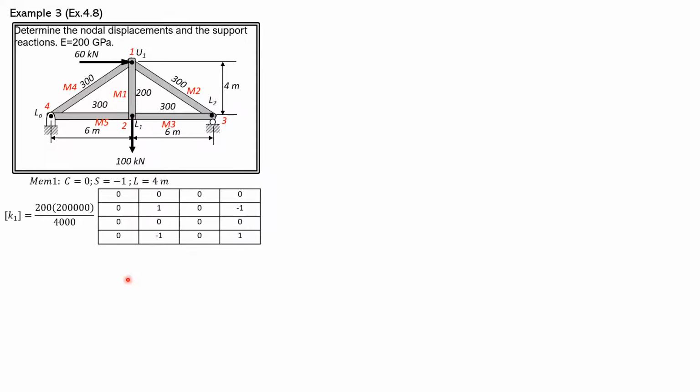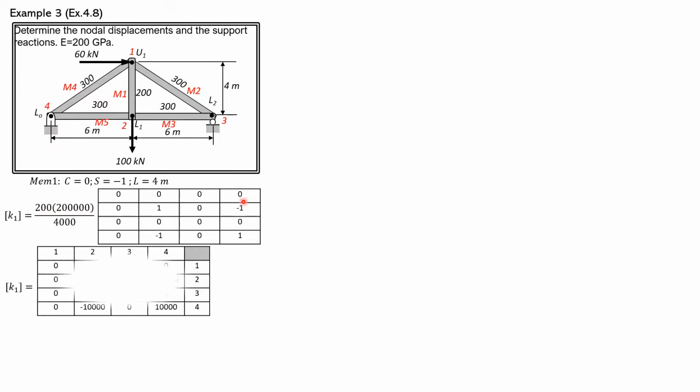Then for member 2, which is this member here, bounded by 1, 2, 5, 6. Member 1 is 1, 2, 3, 4. So considering this, multiply all this by AE over L, the result will be this.